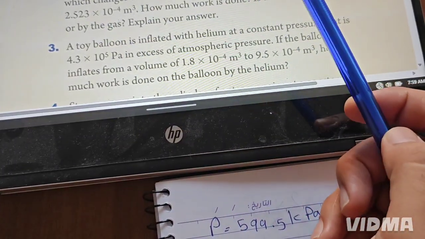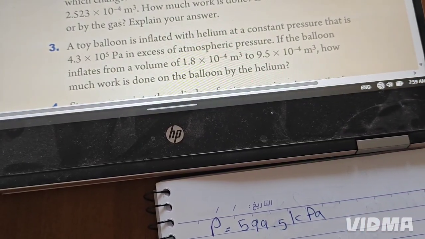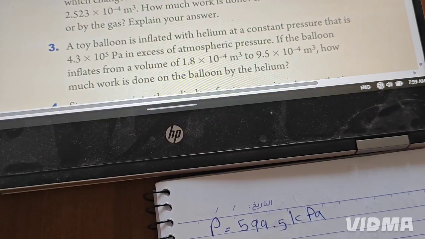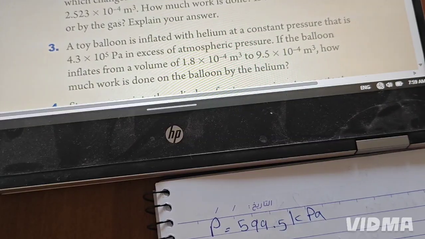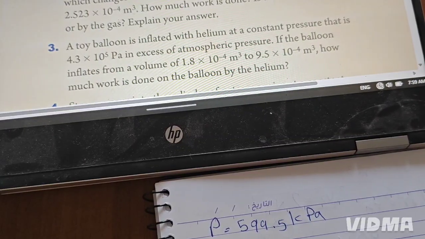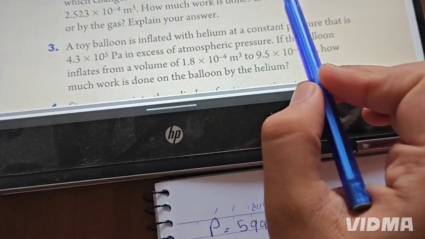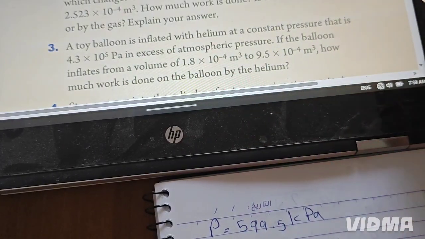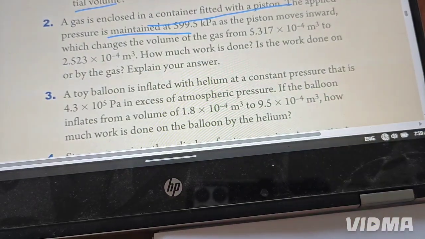How do we know which one is the first volume and which is the second volume? In this topic, whichever number comes first will be the first volume, and whichever comes second will be the second volume. So this is the first volume, 5.370 times 10 power negative 4.